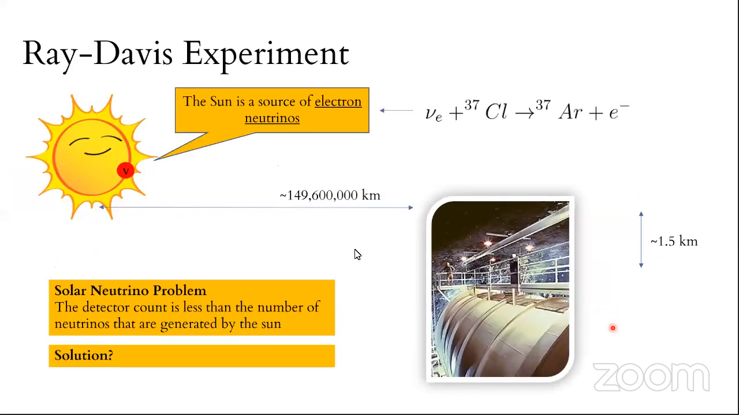Now let's go back to the Ray Davis experiment and see, in light of what we discussed, that the sun is the source of electron neutrinos. And the experiment, as I told you, detects electron neutrinos when these electron neutrinos interact with chlorine to give you argon and electrons. By counting the argon, we came to the idea of the number of electron neutrinos, and we saw that the number of electron neutrinos counted by this procedure was much less than what was theoretically predicted. And now we know the answer.